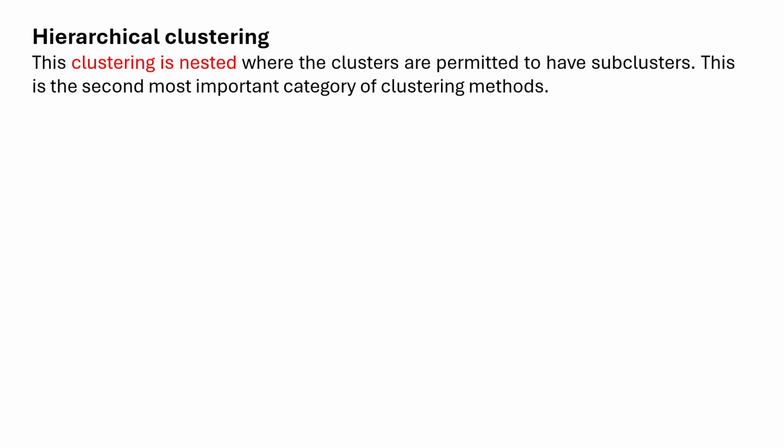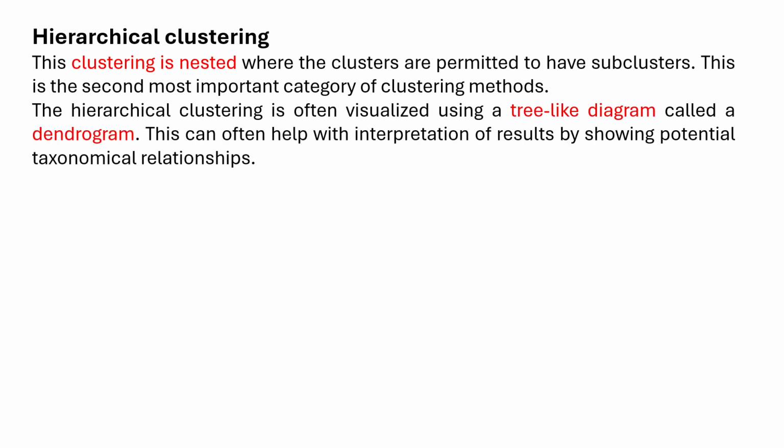Hierarchical clustering is the second major category of clustering methods after prototype-based methods such as K-means, which was discussed in the previous video. Unlike K-means, hierarchical clustering creates a nested structure where large clusters can contain smaller subclusters. This hierarchical relationship is typically displayed as a tree-like diagram called a dendrogram, which provides a useful visual representation of how clusters are formed and how closely they are related.